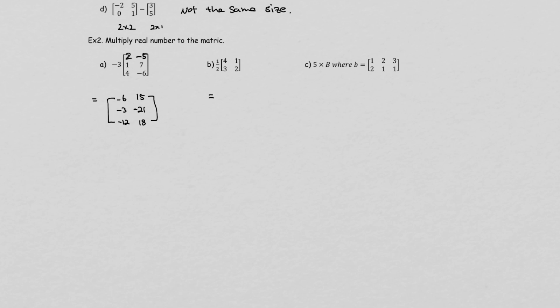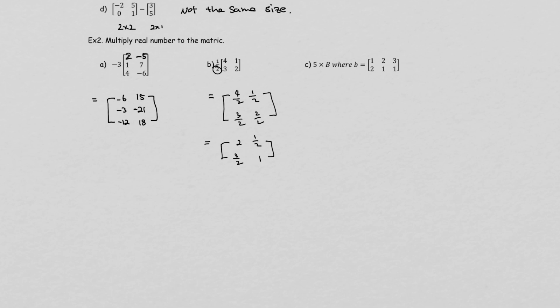When you're looking at the second one, you can either think of this as multiplying by 1/2 or dividing by 2. And you need to do each element. So it will be 4 over 2, 1 over 2, 3 over 2, 2 over 2. It's like dividing by 2, right? Make sure your solution is in simplest form, so reduce your fractions if they're reducible. So that's what you need to do.